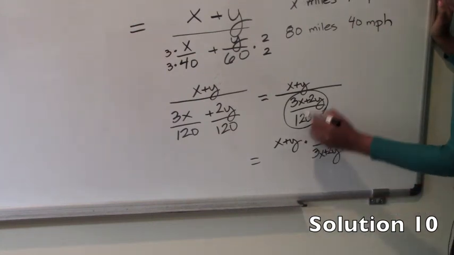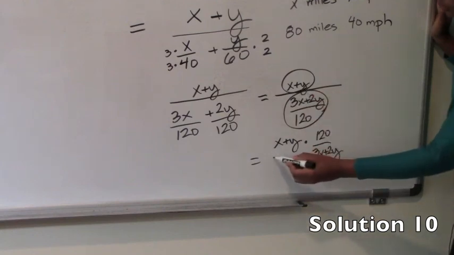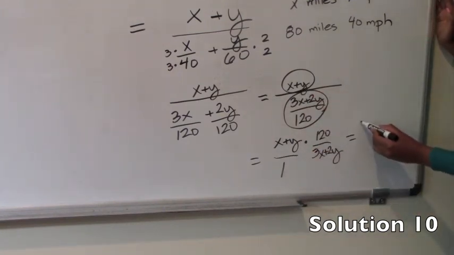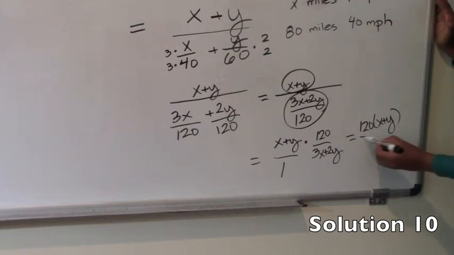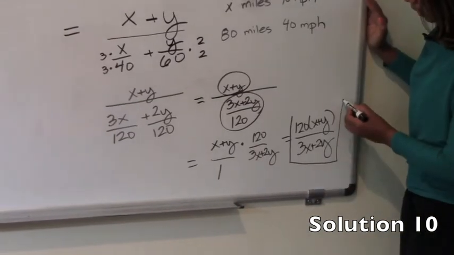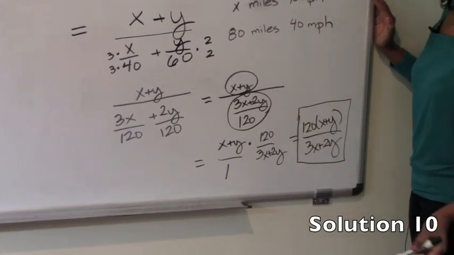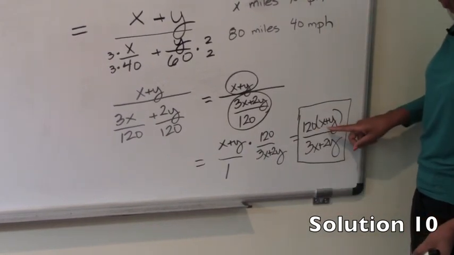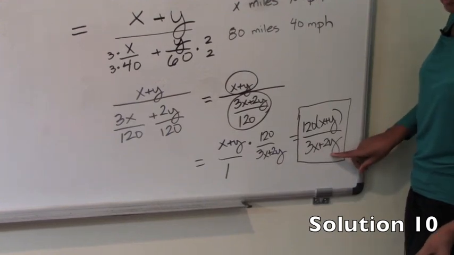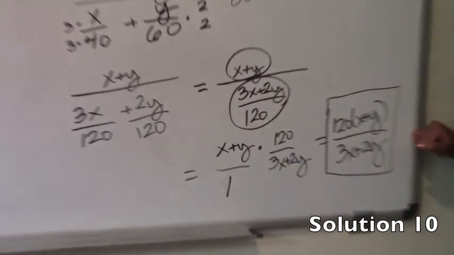This original x plus y, we can put over 1 and then simply multiply across. So that would be 120 times the quantity x plus y over 3x plus 2y, and thankfully that is the end of the problem because we have run out of space. Okay, so it's 120 times the quantity x plus y divided by 3x plus 2y, and that is answer choice D.